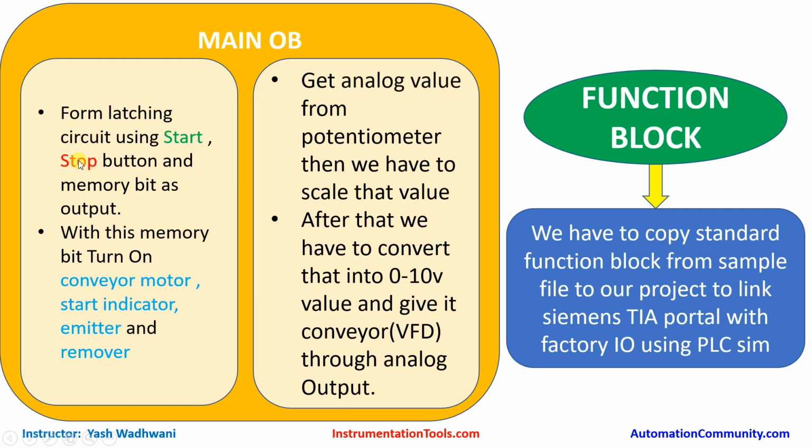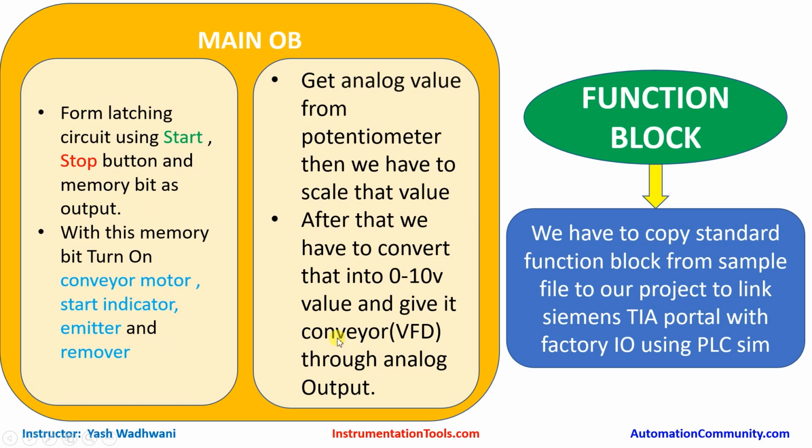So first of all, we have to create the latching circuit using start and stop button, and that will latch our memory bit, and by using the memory bit we will turn on conveyor motor and start indicator. And in real machine we don't have emitter and remover, but in Factory IO, to put the objects on the conveyor, we have to energize emitter and remover also.